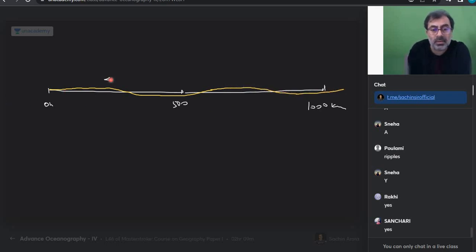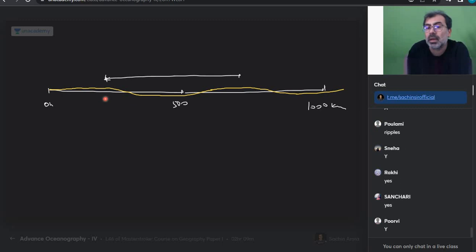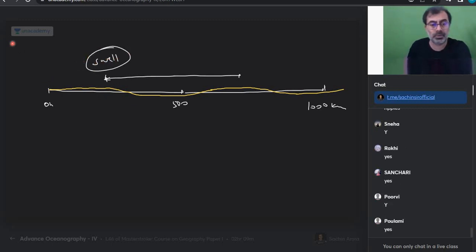Can I say a wave having exceptional wavelength? Can you see? Almost 500 kilometers. Huge wavelength and low amplitude. What are these? Swell.